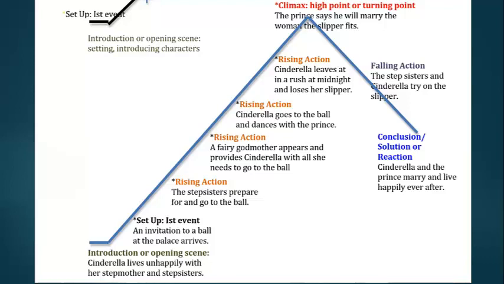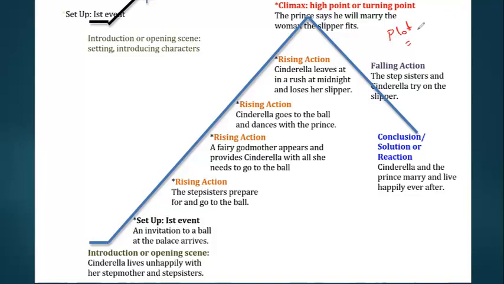Does anybody know what this diagram on the screen is? Did anybody see this diagram before? Yes, what was it? It's the introduction, then the rising action, and then the climax, and then resolution, and then conclusion. You know what we name it? We name it as the plot of the story.